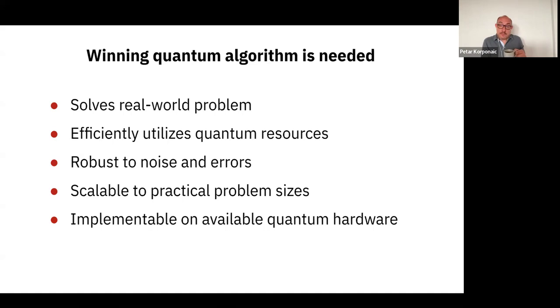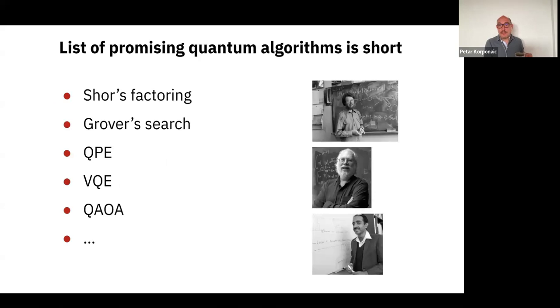But the problem that they solved is not a practical problem, not something of practical use for anyone. Nobody will give you money for solving that problem, in other words. For a quantum computer to be useful, we need to solve some real world problem, something that is useful to science or industry. Then we need an algorithm which will efficiently utilize quantum resources, because we are limited. We have noise, we are limited in the number of qubits and so on. So we need an efficient quantum algorithm, robust to noise, scalable to practical problem sizes, because some of these quantum algorithms are not scalable.